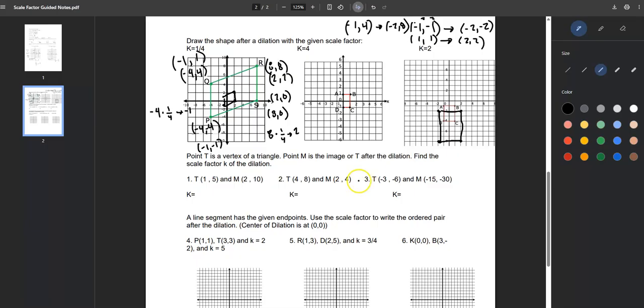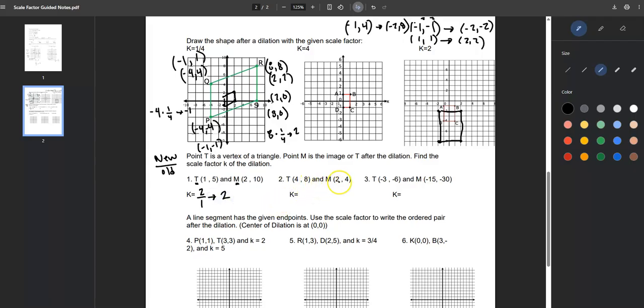You should be able to do these last few. Let's look at these. Point T is a vertex of a triangle. Point M is the image of T after the dilation. Find the scale factor. It already gives you the point. Again, it's just new divided by old. So my new is M, my old is T, and I can pick either X or Y because neither one of these are zeros. So I can go 2 over 1, or I can go 10 over 5, which is just going to simplify to 2.